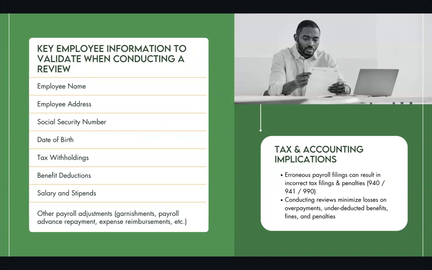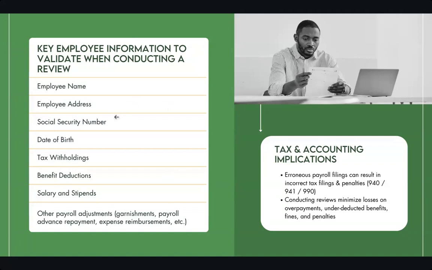So employee name, address, social, date of birth, those are all going to be standard. The calculation for tax withholdings is usually automated by the system, but agree that to the W-4. The benefit deduction, like I said, agrees to the provider's invoice. The salary and stipend agree to the most current employment contract that you have on file, and then any other payroll adjustments that you have noted in record. Overall, so here's the information to review.